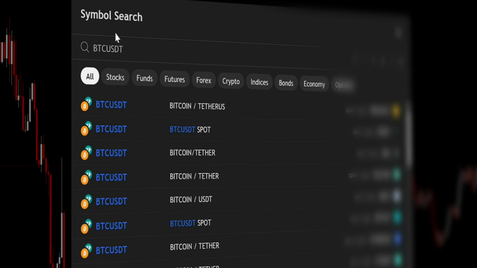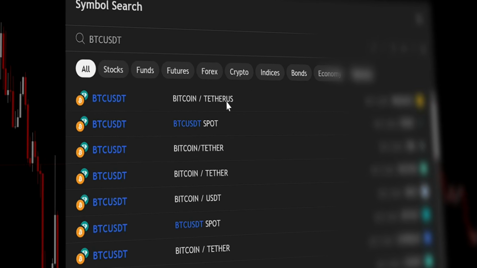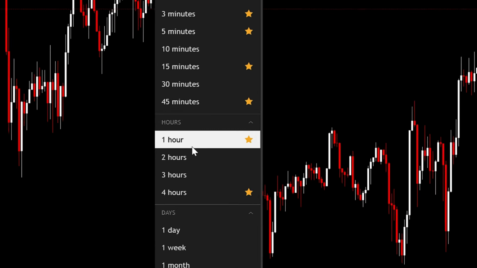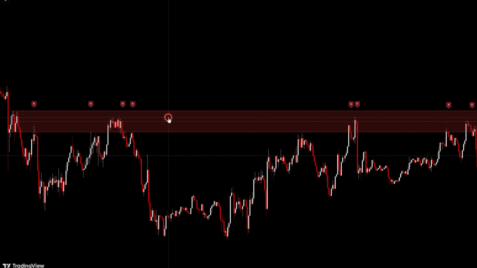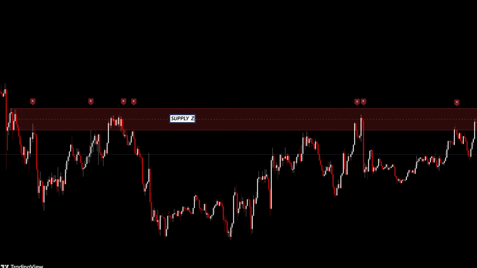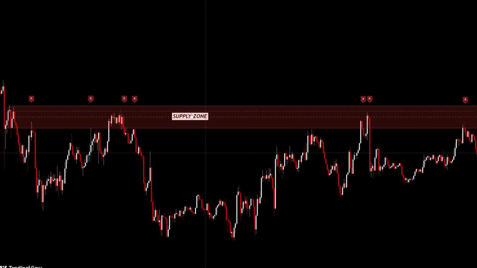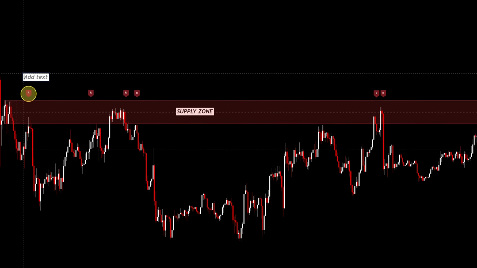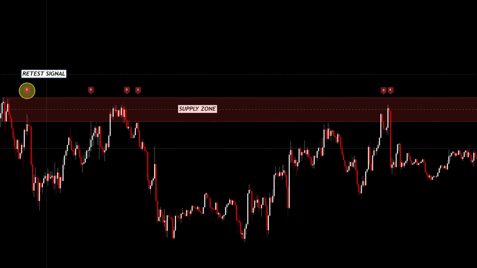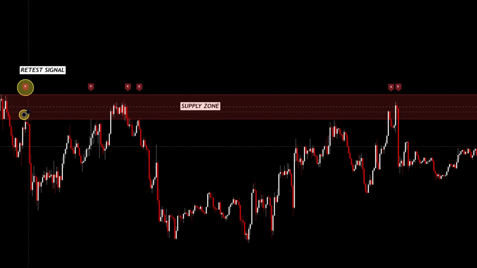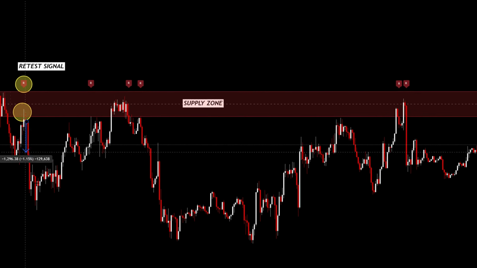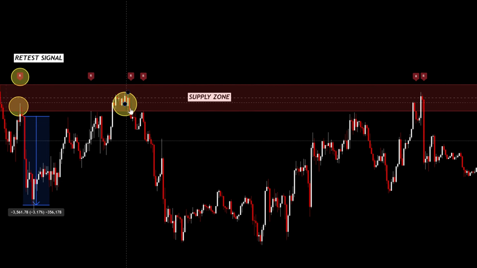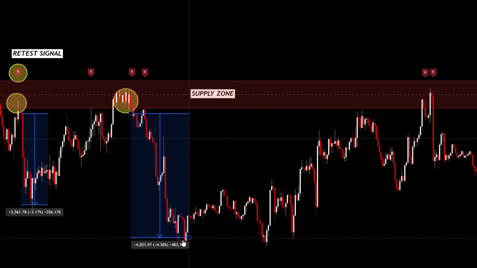Alright, let's start with this Bitcoin chart on the 1 hour time frame. Right away, check out this zone I've marked at the top. That's a supply zone. Now watch closely. Every time price drifts back into this area, the charts fire off reset signals. Sometimes it rejects instantly, sometimes it wobbles first, but either way, the zone keeps acting like a ceiling.